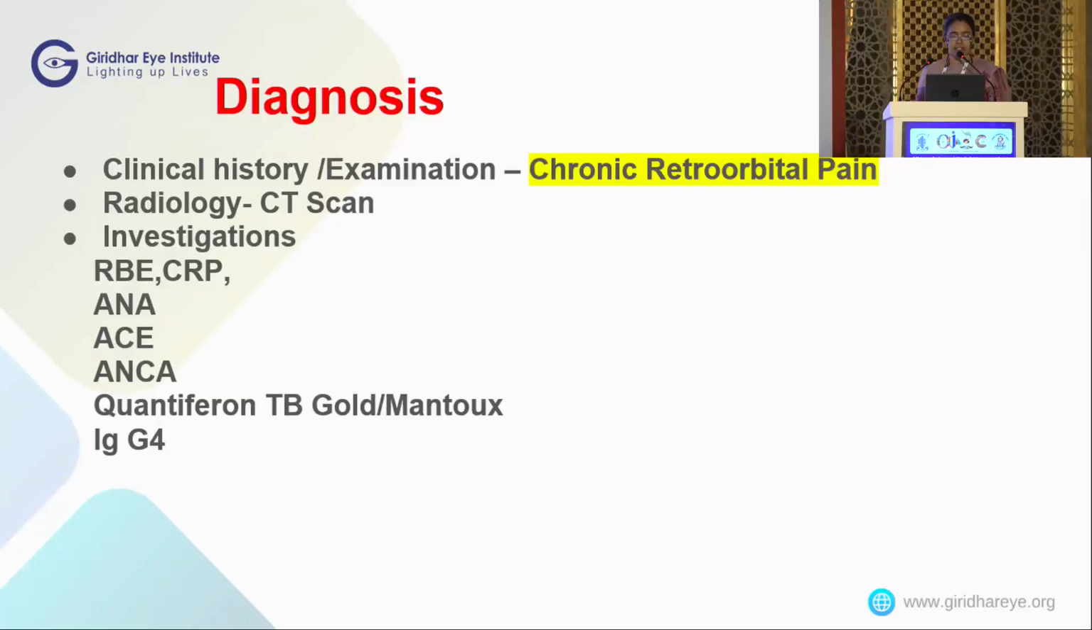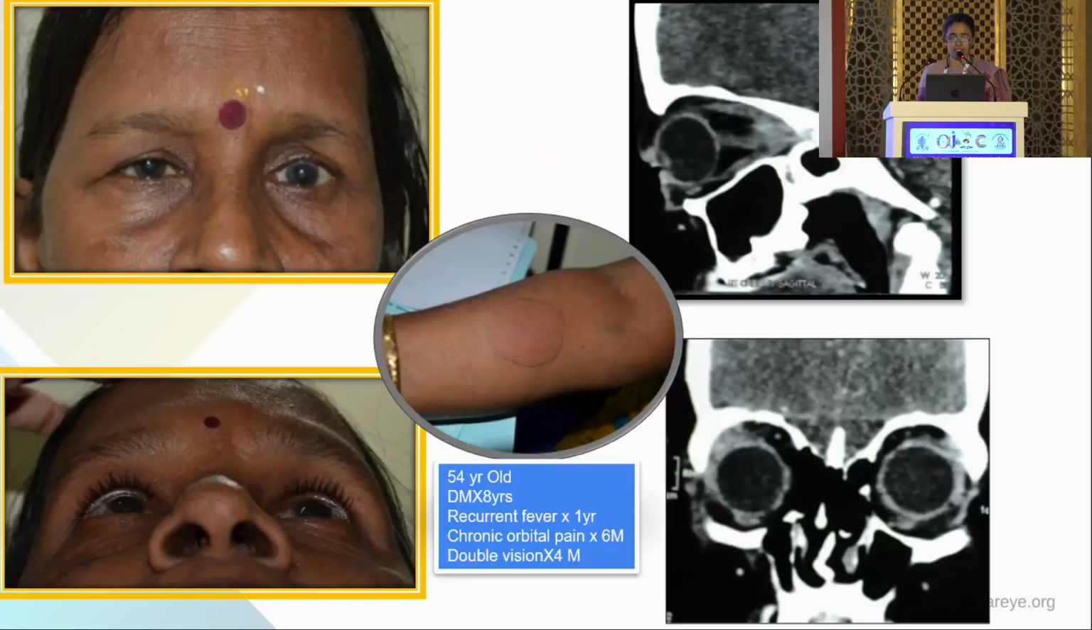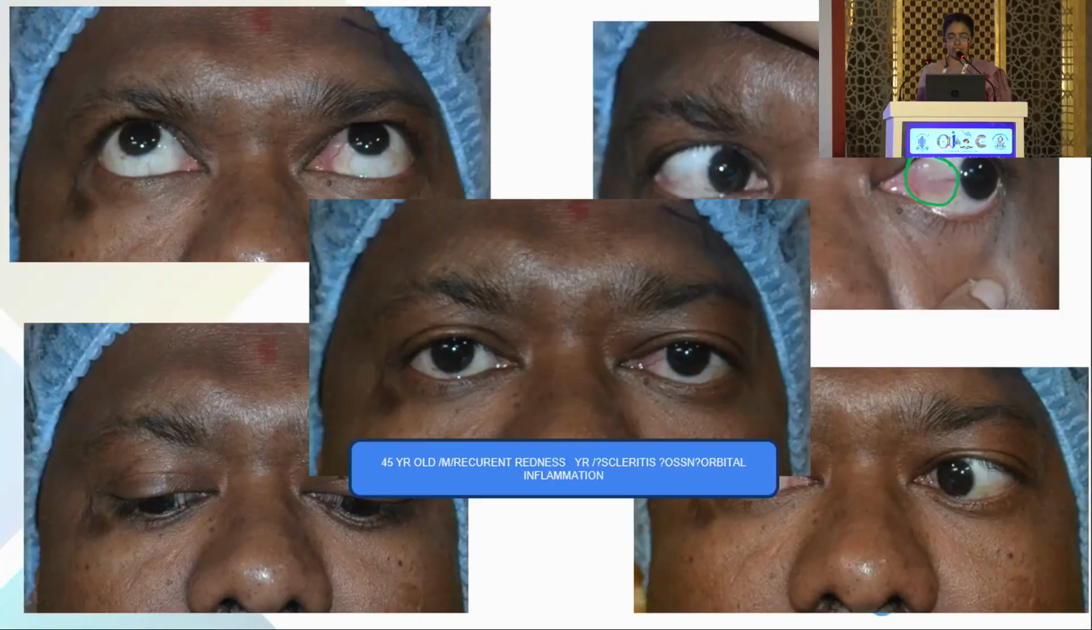Then comes the panel of investigations which we do in cases of recurrent orbital inflammations, basically to rule out vasculitis, sarcoidosis, granulomatous inflammations, granulomatosis with polyangiitis, tuberculosis, and IgG4. This is a 54-year-old chronic diabetic patient with recurrent fever, a history of chronic pain over 6 months, and occasional diplopia. The CT scan showed an apical inflammation. Her Mantoux was strongly positive, and she was treated with ATT and she became all right.